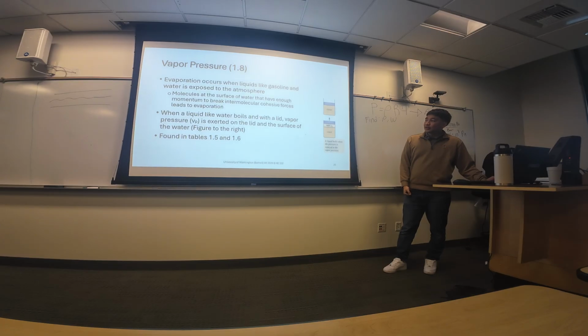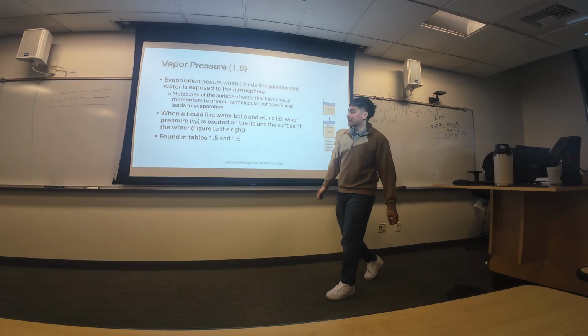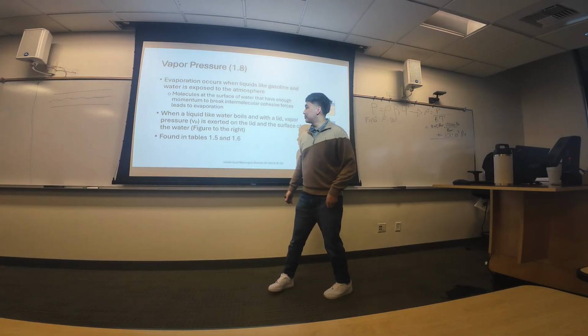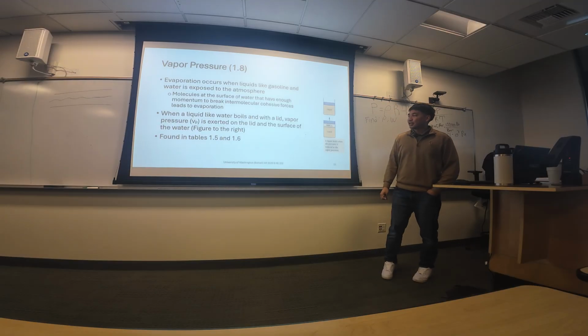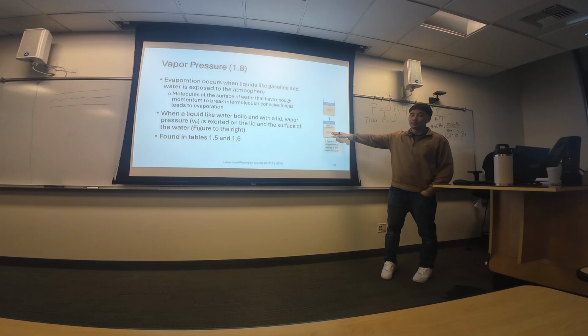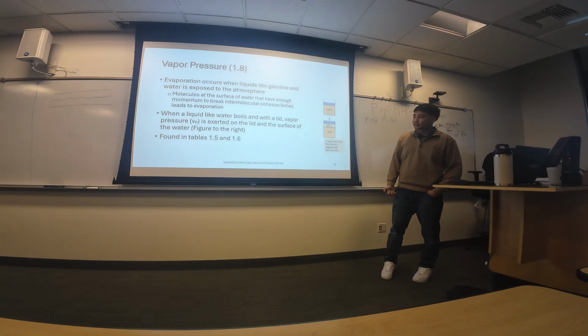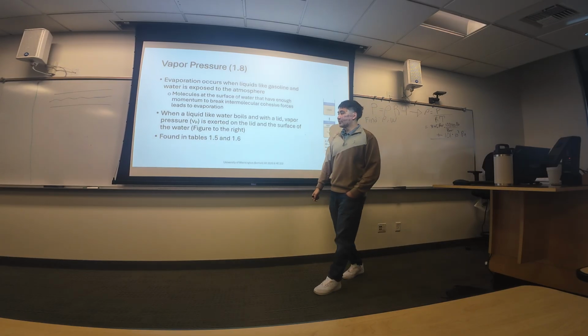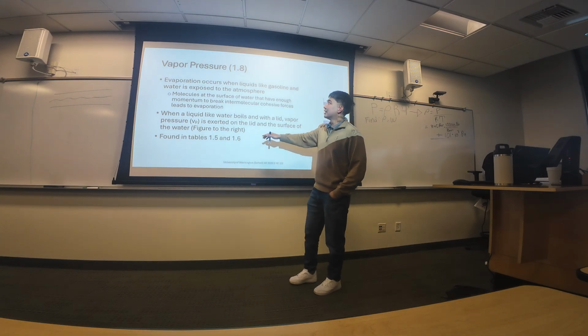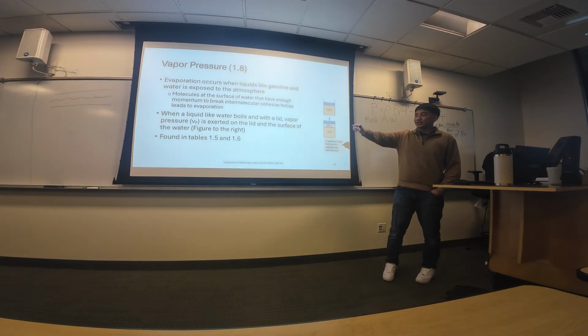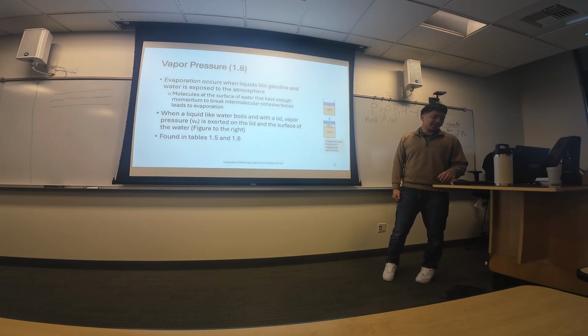So when a liquid like water boils with a lid, I just explained that, vapor pressure, denoted by V subscript B, is exerted on the lid, and the pressure is also exerted on the surface of the water. So it goes both ways. This could be found in tables 1.5 and 1.6. So this is a quick thing. You'll see in those tables vapor pressure. This is what it is when you think about it conceptually, when you just find it. So when you do a problem, you don't just get the value, you know what it actually means.